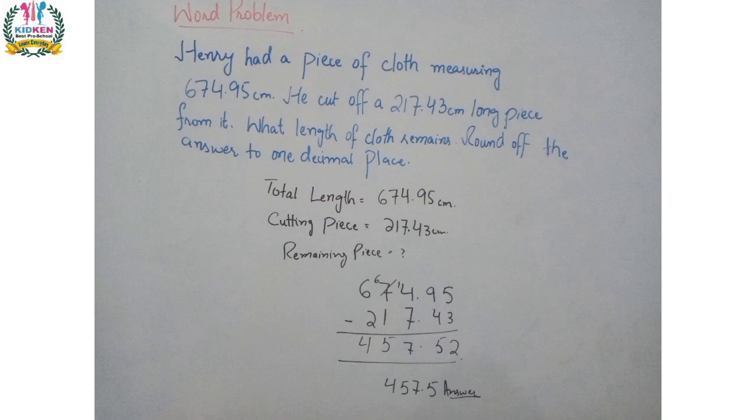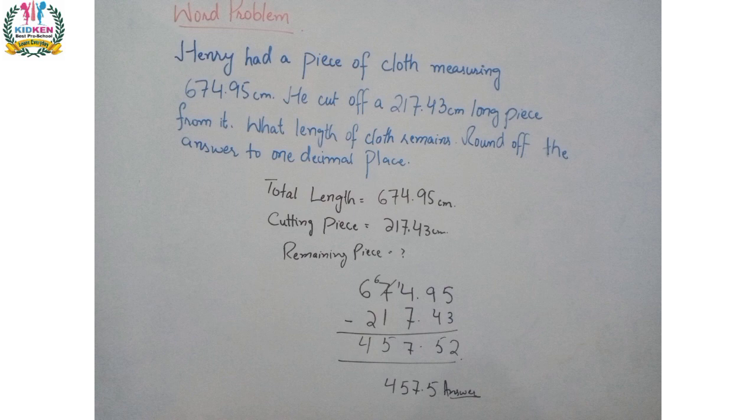Next question is a word problem. Henry had a piece of cloth measuring 674.95 centimeters. He cut off a 217.43 centimeter long piece from it. What length of cloth is remaining? Round off the answer to one decimal place. Simply, you can subtract the cutting length from the total length to find the remaining piece. This is a very simple and easy question. After finding the solution, you can round off the answer to one decimal place. So let's start solving the problem.